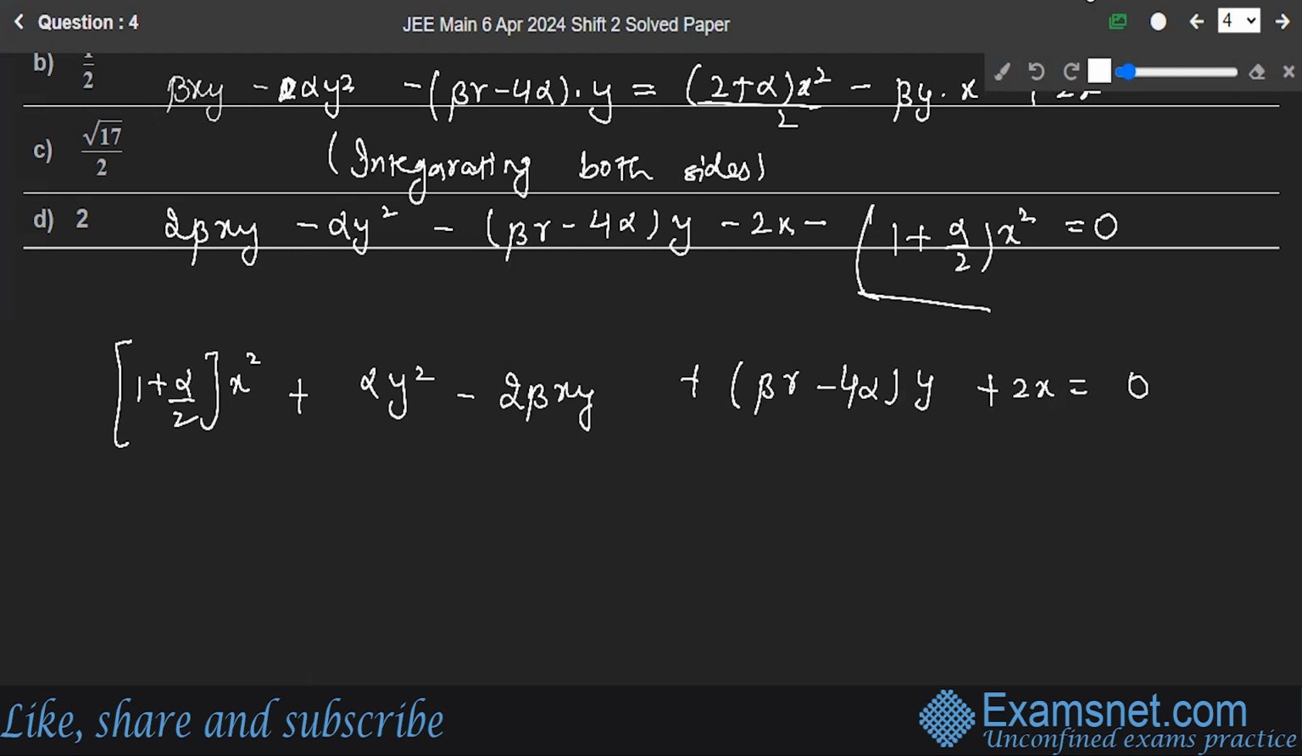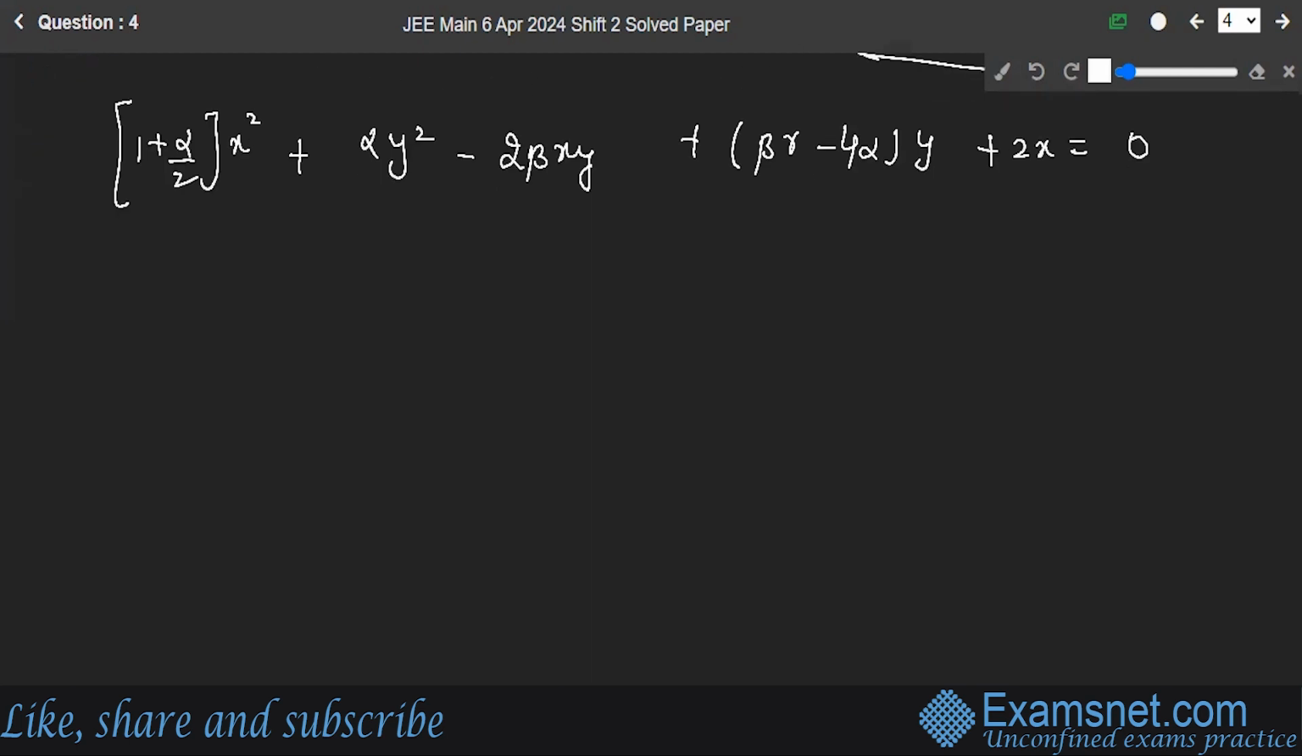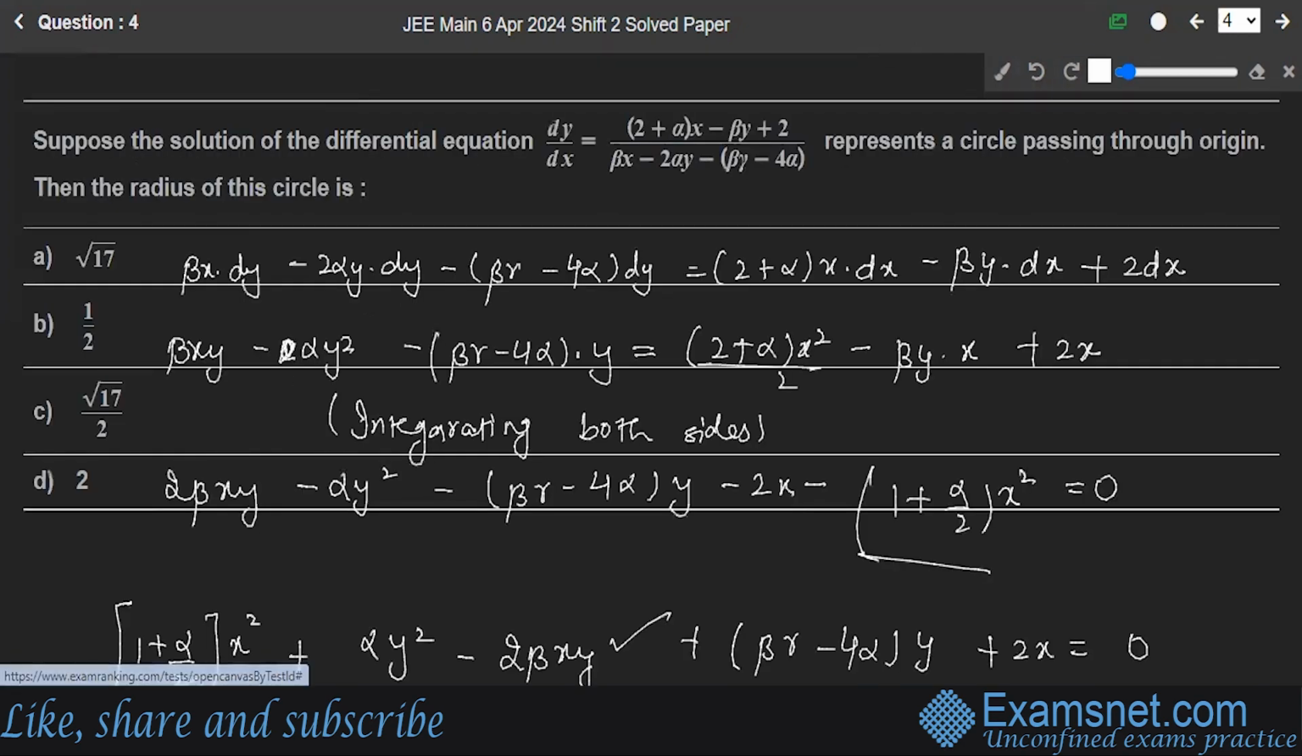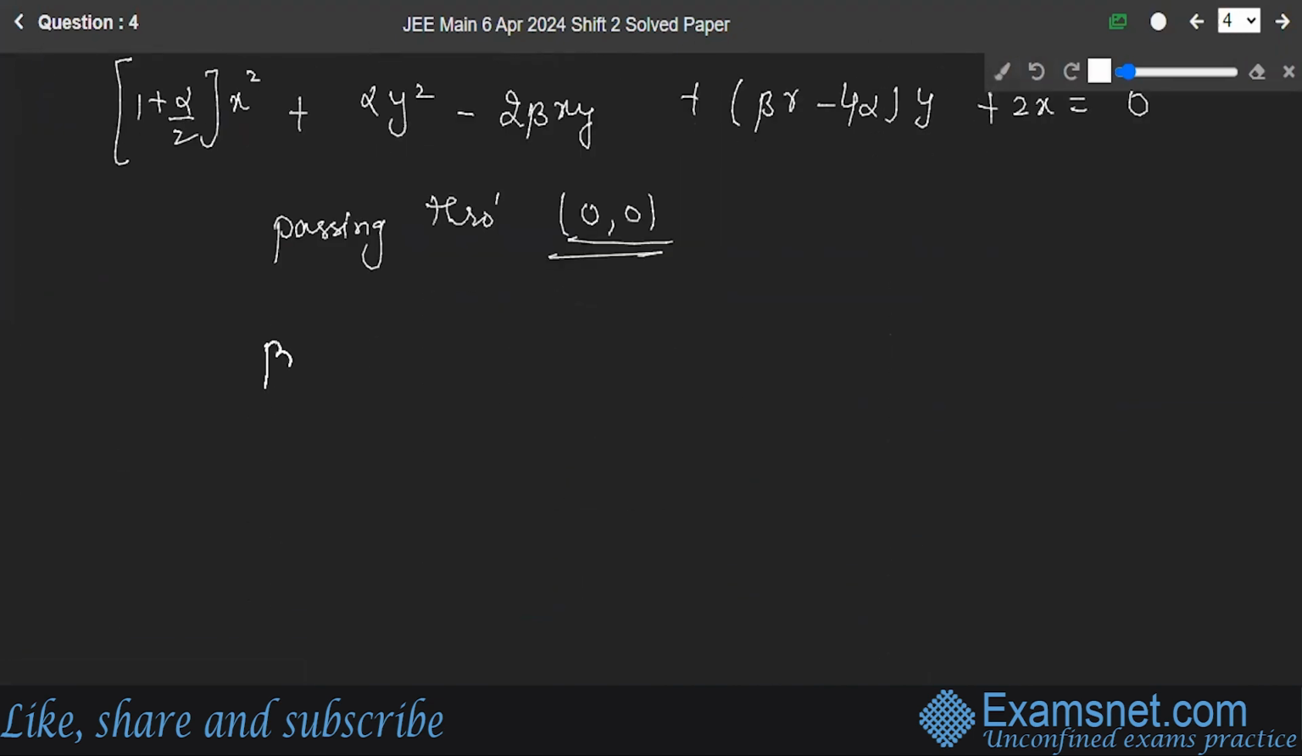So now, see, you are given that this equation represents a circle which is passing through the origin, right? So that means here you will have beta is equal to 0. And these two coefficients, they will be same. So that means 1 plus alpha by 2, this will be equal to alpha. This will give me alpha is equal to 2 and I got beta is equal to 0.